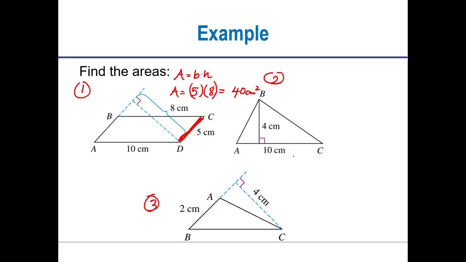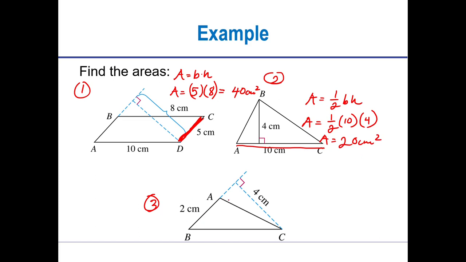For figure 2, this is a triangle. The base is 10, and the height, again, is always taken along a perpendicular. For the area of a triangle, it's 1/2 base times height. In our case, the base is 10, so we have 1/2 times 10 times the height, which is 4. This gives us an area of 20 square centimeters.